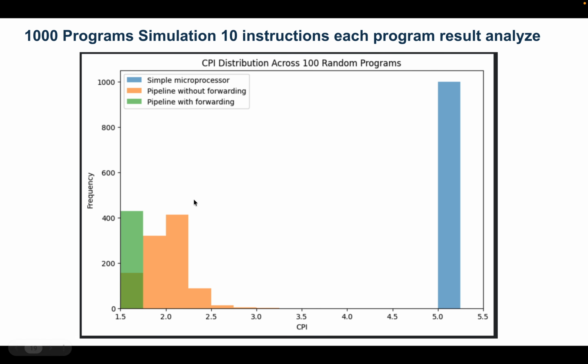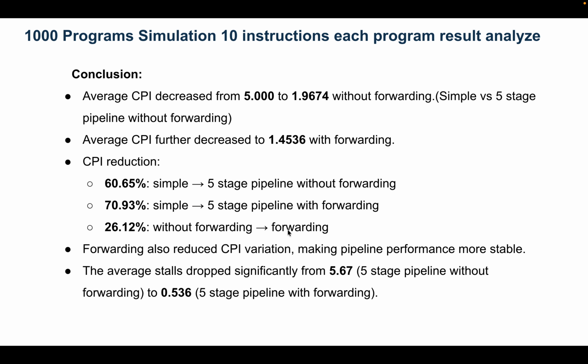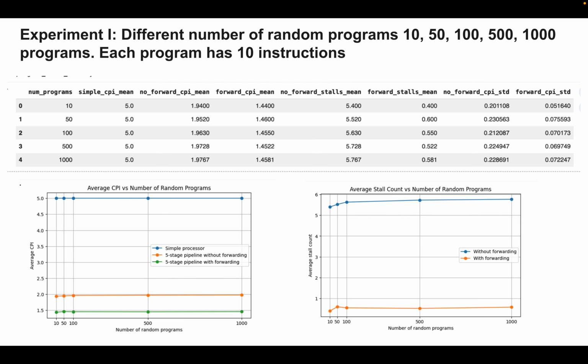But if we see the variation, the orange one is no forwarding, the green one is forwarding, we see the variance of forwarding is way less than the variance of no forwarding. So these are some conclusions of that.